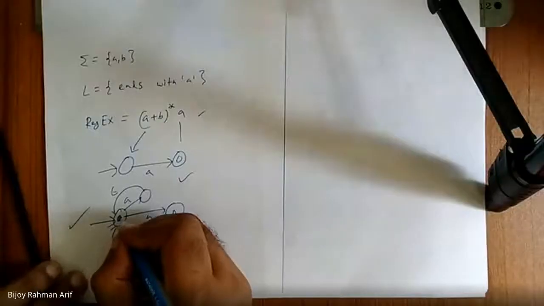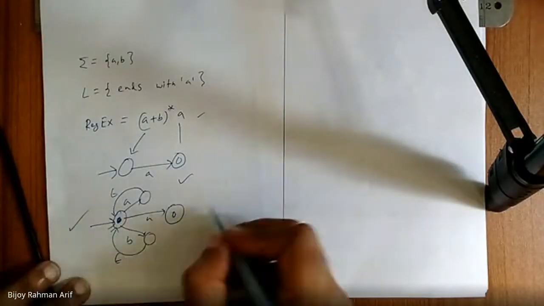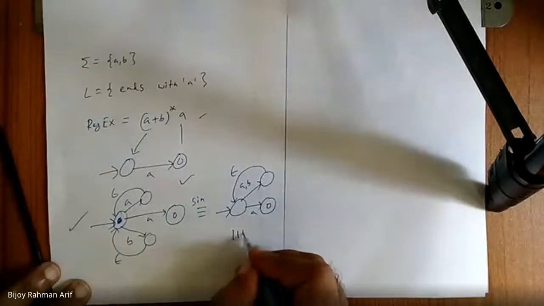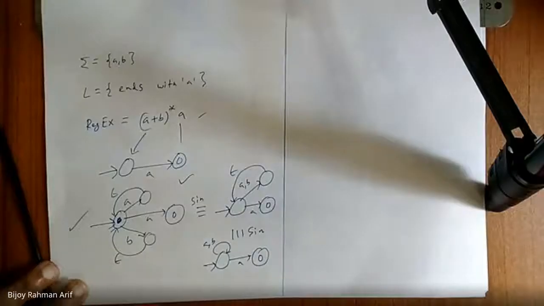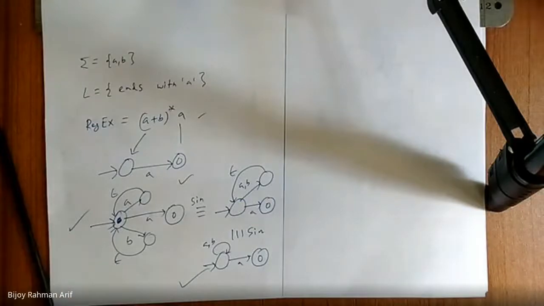Now, can I simplify this? Is it possible to simplify? Yes, it is possible. It seems from this state I have moved on A and B both. So I can write it this way. From this state, on A or B, I'm going here. Using epsilon, I'm coming back here. Then A, this is the final state. I can even simplify more. This is nothing but (A union B) star A. So we can write it this way. And it is actually the NFA for this. So after simplification, it converts back to our original.